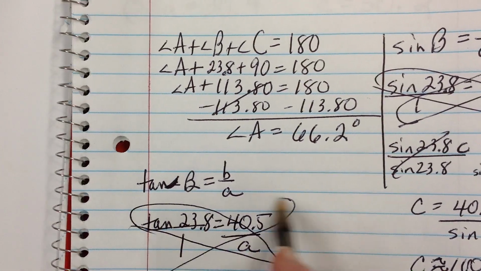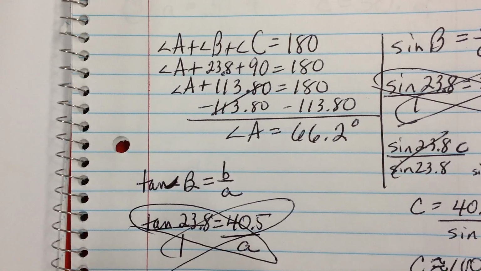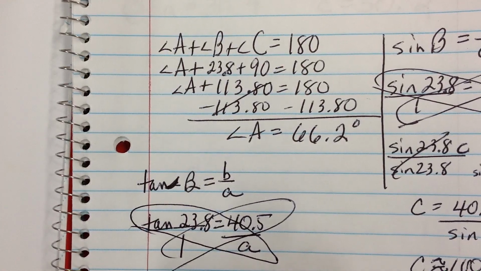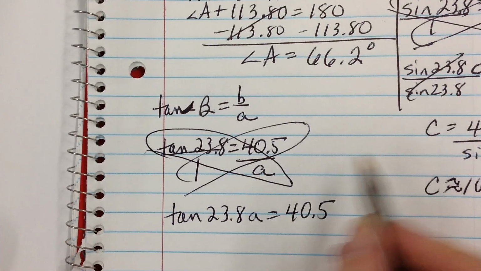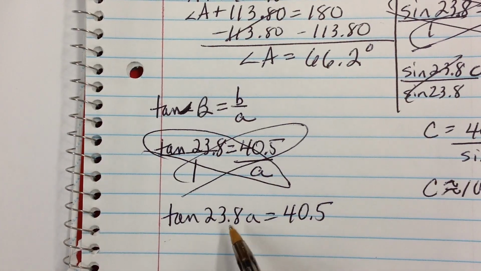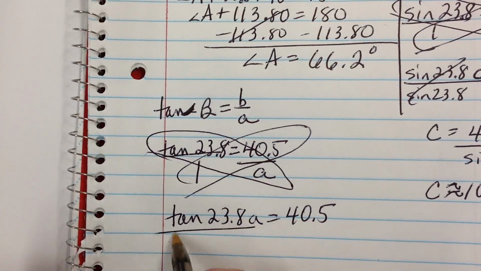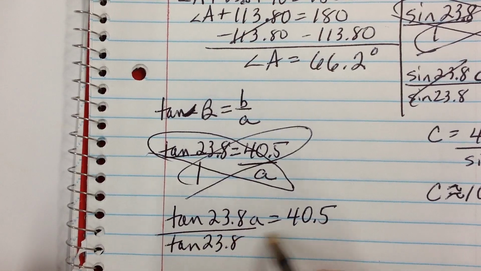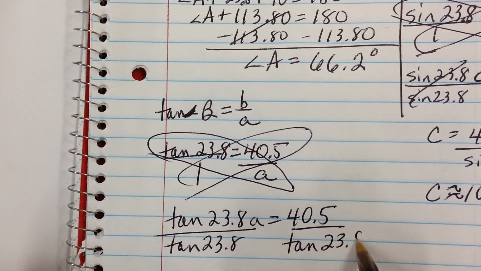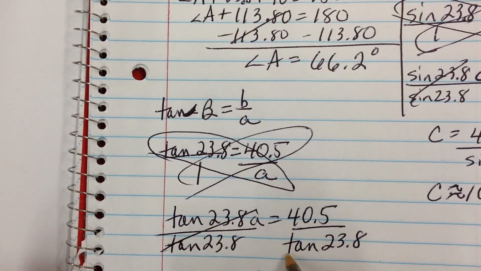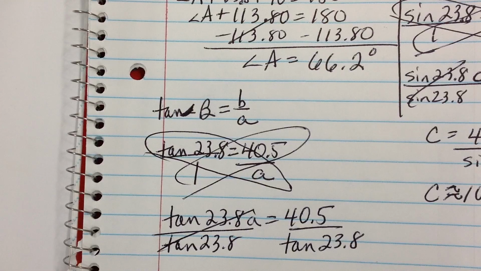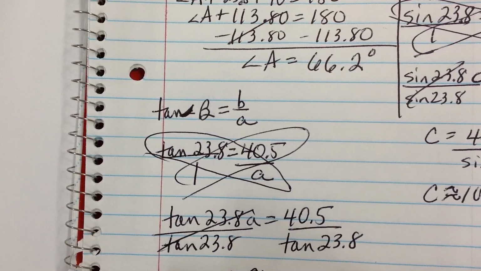Let's cross multiply. I have tangent of 23.8 times A equals 40.5. Solving for A, divide both sides by tangent of 23.8. The tangents cancel. So punch in your calculator 40.5 divided by tangent of 23.8, and we will round it to 2 decimal places.